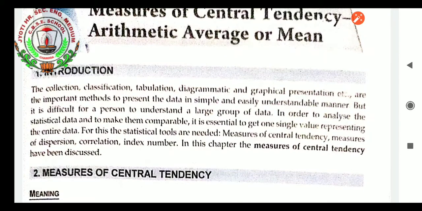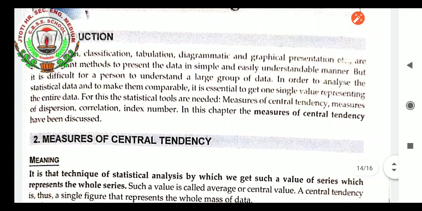Collection, classification and tabulation, and diagrammatic and graphical presentation of data are important methods to present the data in a simple and easily understandable manner. But it is difficult for a person to understand a large group of data. In order to analyze the statistical data and to make them comparable, it is essential to get one single value representing the entire data. For this, statistical tools are needed: measures of central tendency, measures of dispersion, correlation, etc. This chapter will contain measures of central tendency.